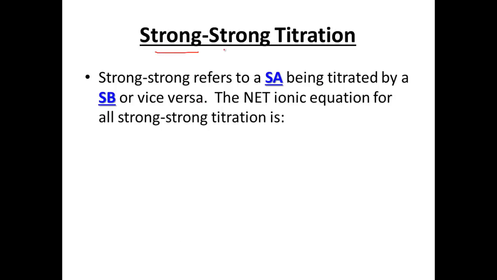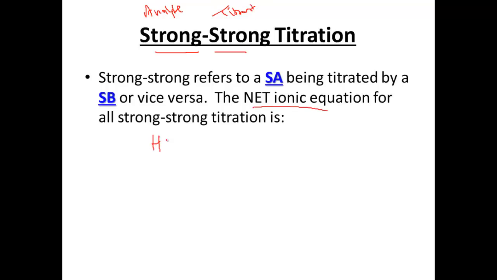The first word, when we say strong, or next video we'll say weak, is always the analyte, what we're going to analyze. The second word is always the titrant, what we have in the burette, and what we analyze the analyte with. Anytime we do a strong titration, what we really care about is the net ionic equation.